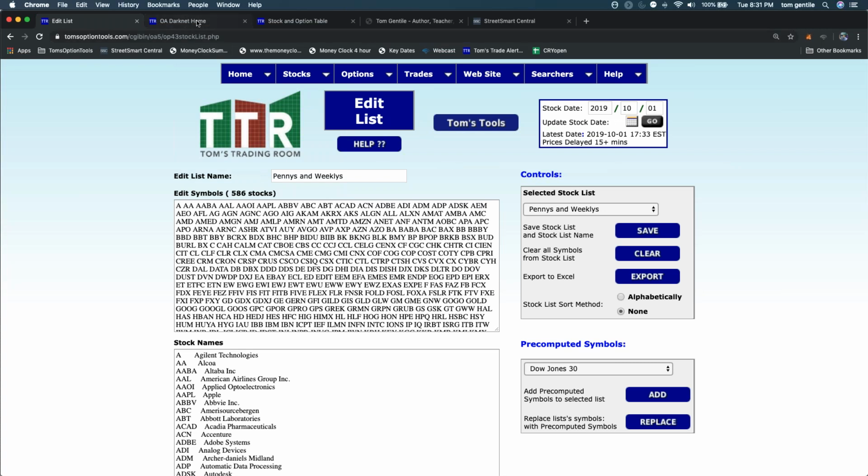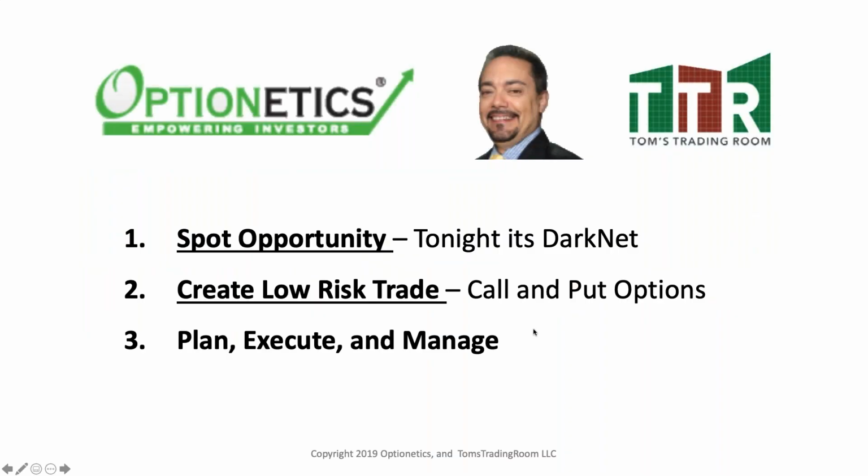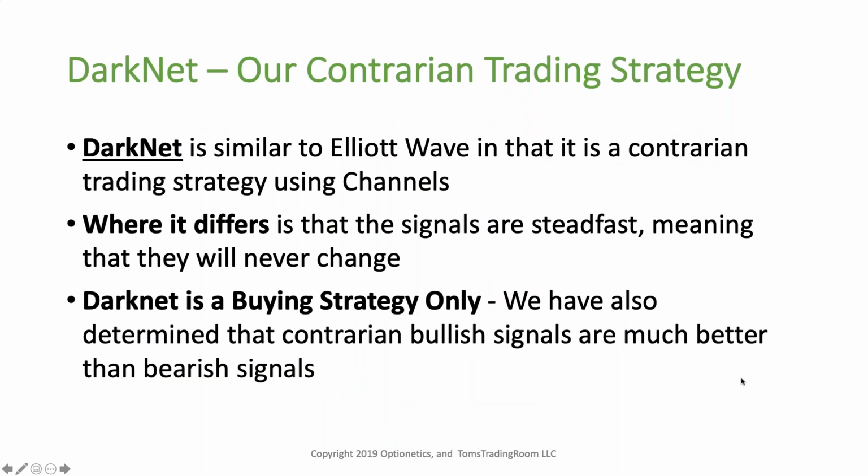So let's move on to Darknet, because that's what we're going to talk about tonight. I use the triangle theory of trading, and that's spot the opportunity, create the low risk trade, and then plan, execute, and manage. And tonight we're going to talk about Darknet signals. So Darknet is our contrarian trading strategy.